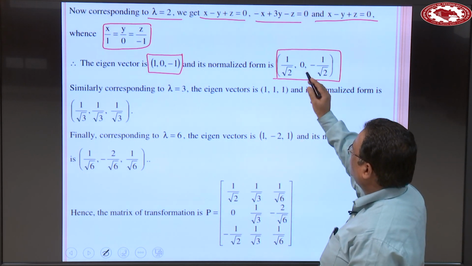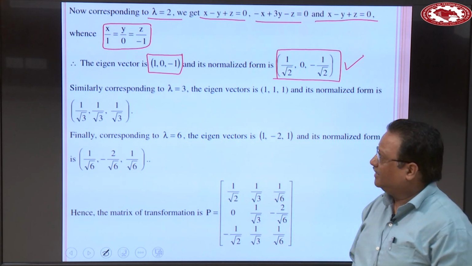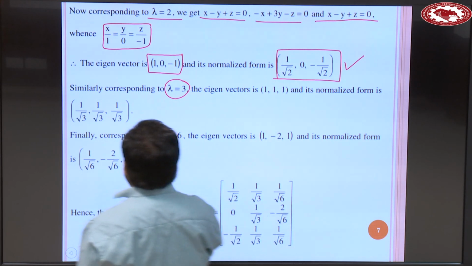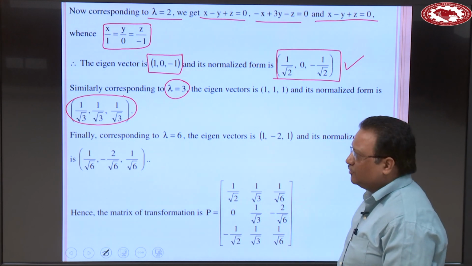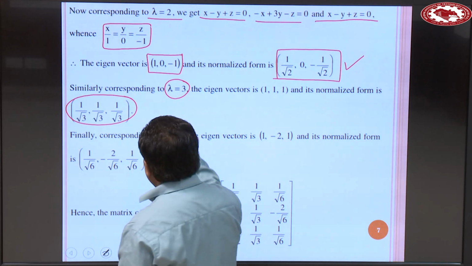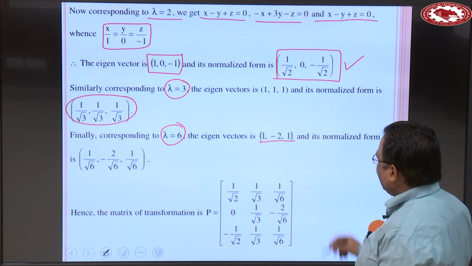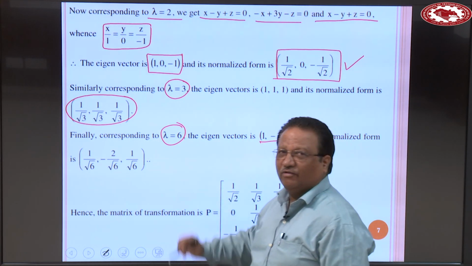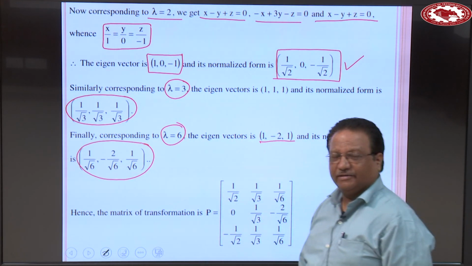So 1 over under root 2, 0 and minus 1 over under root 2. This one is the normalized form of this eigenvector. Similarly, corresponding to lambda equal to 3, the normalized form of the eigenvector is this: 1 over under root 3, 1 over under root 3, 1 over under root 3. And corresponding to lambda equal to 6, clear? This one is the eigenvector and its normalized form is 1 over under root 6, minus 2 over under root 6, 1 over under root 6. So these are the normalized forms of the eigenvectors.